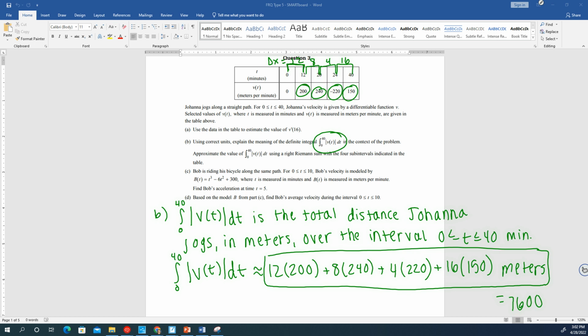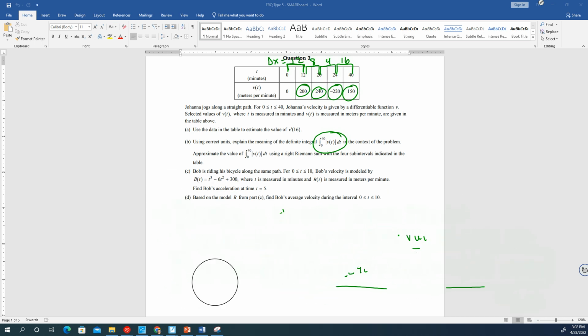Okay. Part C says Bob is riding his bicycle along the same path. For 0 to 10 minutes, Bob's velocity is modeled by B of t. This time they're giving us an equation for Bob's velocity. T is measured in minutes. B of t is measured in meters per minute. Find Bob's acceleration at t equals 5. Well, we know if we're given velocity, we can find acceleration by taking the derivative of velocity, which is a nice easy polynomial. We get 3t squared minus 12t.